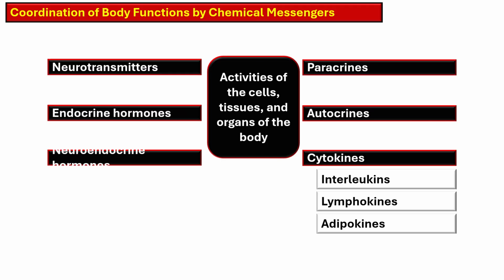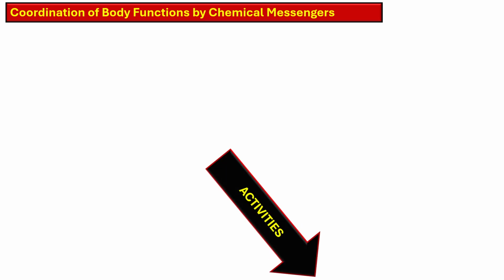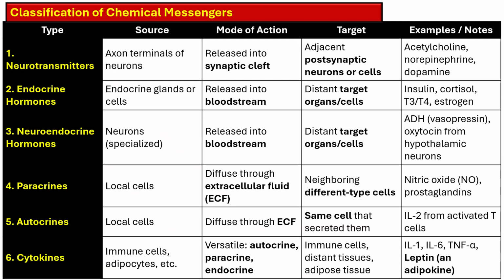The well-orchestrated response by neurotransmitters, endocrine hormones, and neuroendocrine hormones that have a paracrine or autocrine effect, along with cytokines such as interleukins, lymphokines, and adipokines, are responsible for the activities of the cells, tissues, and organs of the body. Together, they are responsible for all the activities. The classification of these chemical messengers is shown in this table.